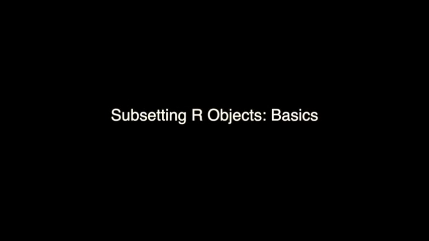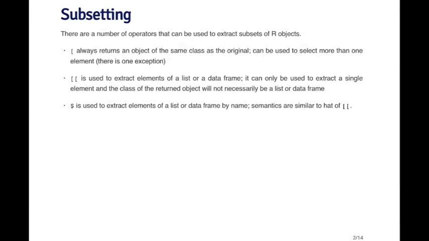I'm going to continue to talk about data types and basic operations in R, and in particular in this video I'm going to talk about subsetting objects in R. So there are a couple of different operators that you can use to extract subsets of R objects. There's the single square bracket, the double square bracket, which we saw in the previous video, and there's the dollar sign.